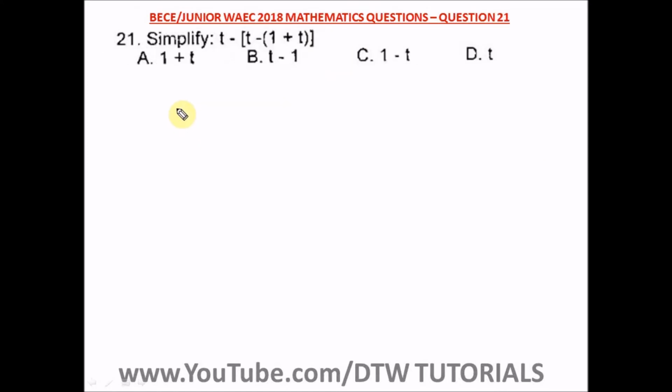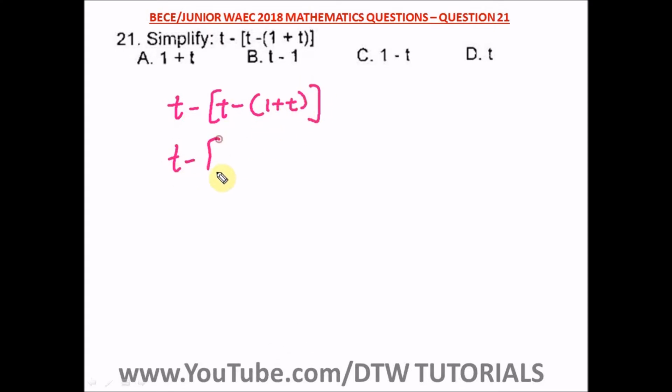Question 21 of the BECE Junior WAEC 2018 Mathematics Past Question. That's your OBJ question 21. It says simplify t. We have this. Okay, let me just write this down. t minus bracket t minus bracket 1 plus t bracket, then close the bracket. Okay, so to simplify this, let's start from the inner bracket.